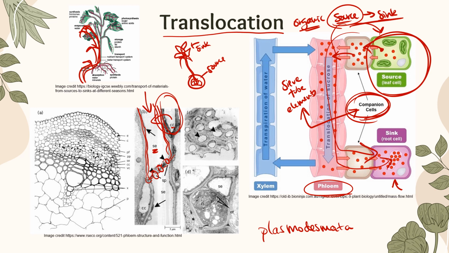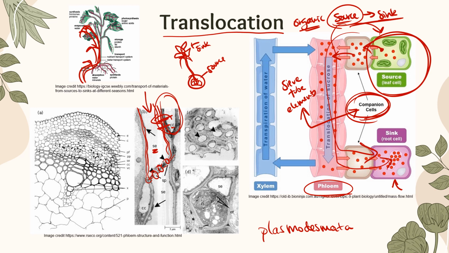So we've got plasmodesmata between the sieve tube elements. We also have plasmodesmata between the companion cells and the sieve tube elements, so that we can move all of that super cool organic material into the sieve elements, and then through the sieve tube elements to the sinks, whether that be an apple or a potato.